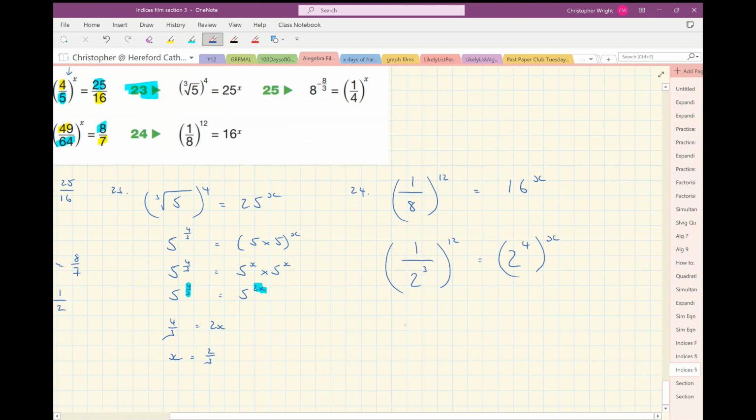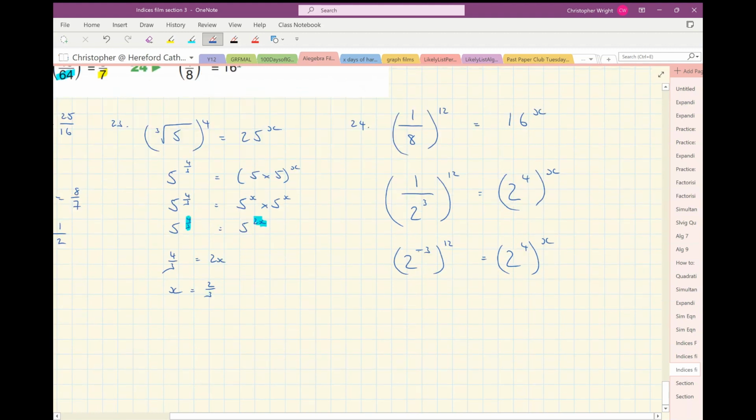So my left-hand side is 2 to the power of -3 to the power of 12, and on the right-hand side I've got 2 to the power of 4 to the power of x. Now, using my rules of indices, 2 to the power of -3 to the power of 12 is 2 to the power of -3 times 12, -36. And the right-hand side is 2 to the power of 4 times x, 4x. So now I've got both of these as 2 to the power of something. I know that my two powers must be equal. So minus 36 must equal 4x. So x must equal minus 9.